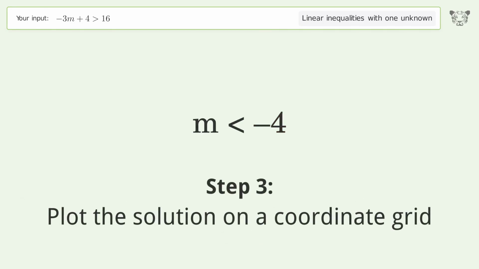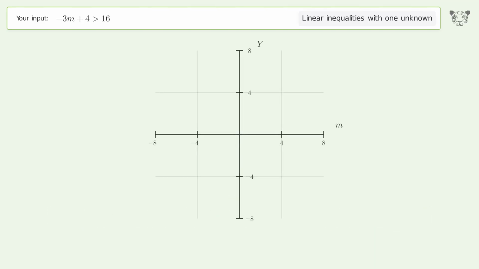Plot the solution on a coordinate grid. And so the final result is m smaller than -4.